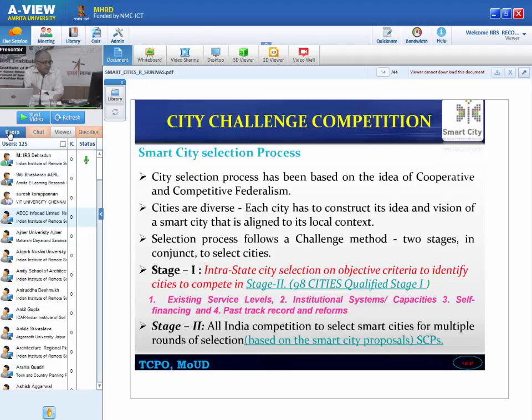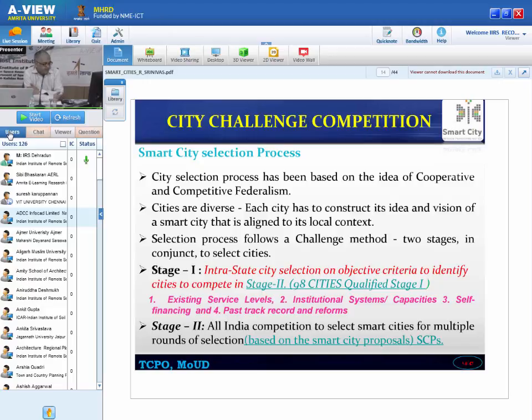The selection process follows the challenge method, in two stages. Broadly, the challenge process was divided into 2 stages. The first stage was intrastate city competition, city selection on objective criteria to identify cities to compete. The first stage was within the state. And within the state, whichever cities were selected, they qualified for the stage 2 competition.